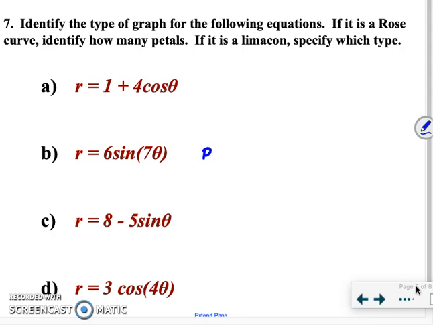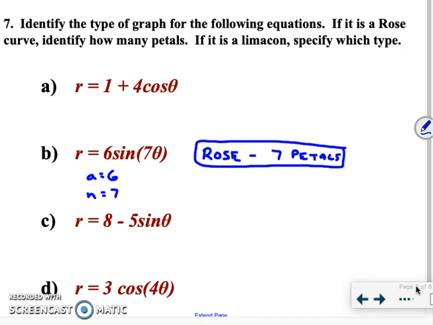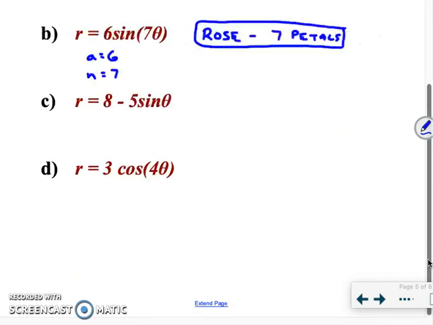So for instance, part B, we know that this is going to be a Rose curve. And again, I'm saying that because as you can see, there's no addition or subtraction. It's all multiplication all the way through. So for this particular problem, not that this plays into what we're trying to do here in number 7, A is equal to 6, N is equal to 7. So A being 6, that's going to help us to determine the length of the petal on my Rose curve, but that's, again, not what we're being asked about. Instead, we're being asked about how many petals we're going to have. So since N is equal to 7, and 7 is an odd number, then we know that we're going to have 7 petals.